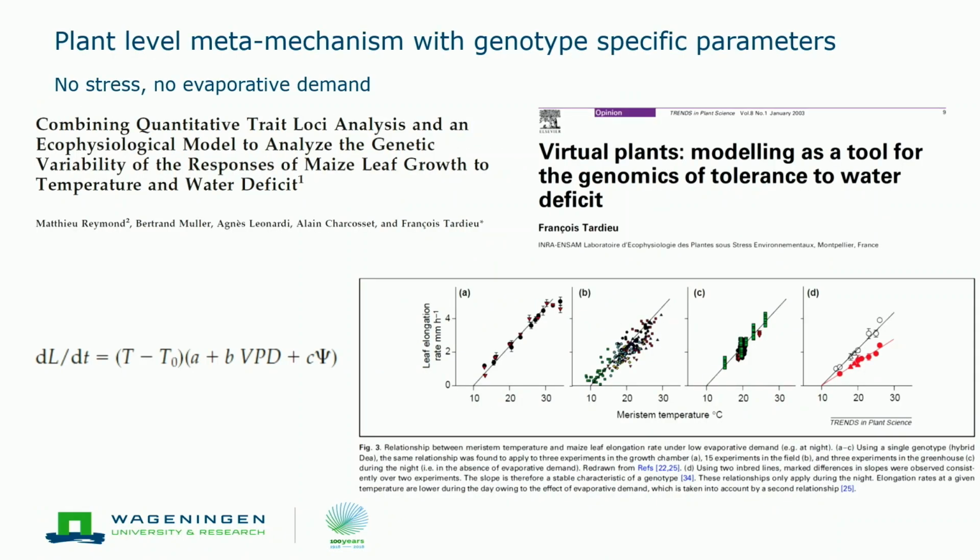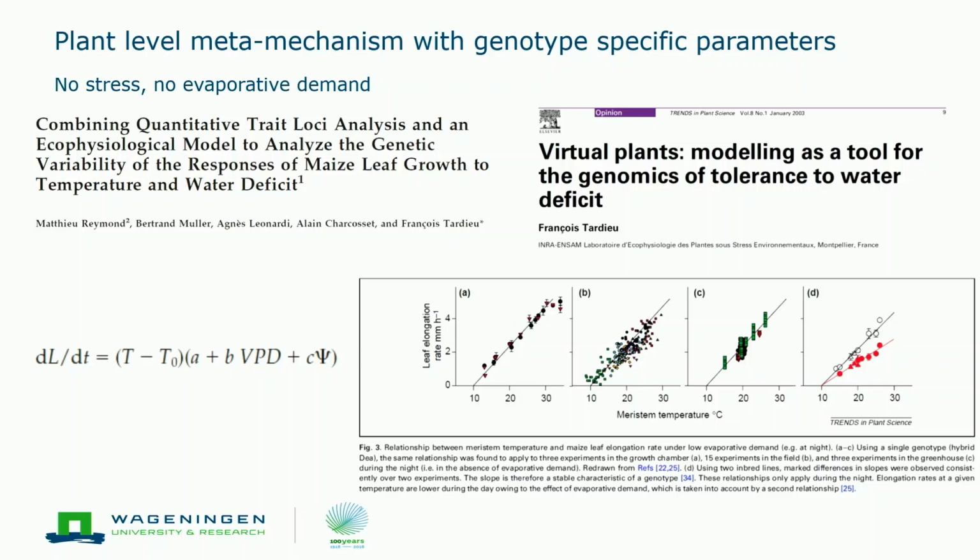And a famous meta-mechanism is this one on leaf elongation in maize, in which the meristem temperature is directly related to leaf growth. And this is a differential equation in which we have three parameters that are all genotype specific. So we can describe how the genotype does by estimating those three parameters. And the good thing of these parameters is, here's an example of different circumstances and conditions in which, for one particular genotype, the relation between meristem temperature and leaf elongation has been measured, and the slope is always the same wherever you are in the world. And here is another genotype that has another slope.